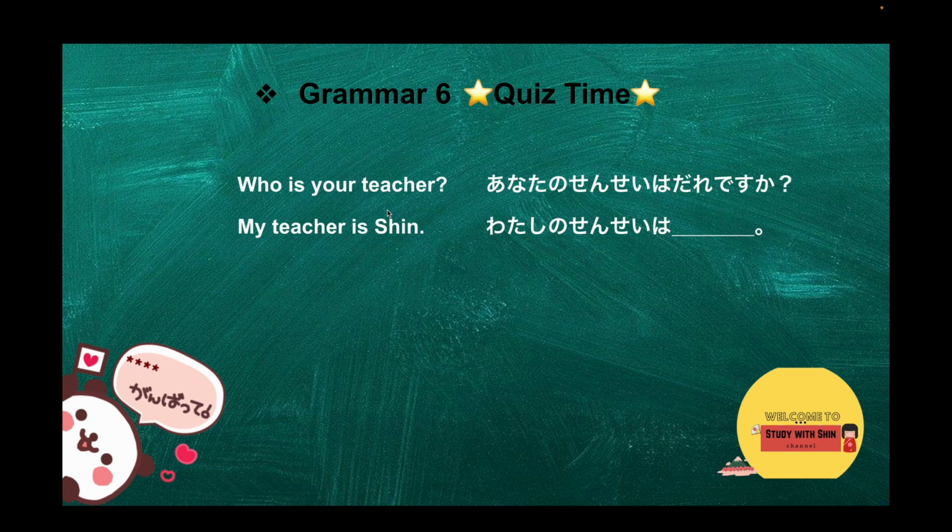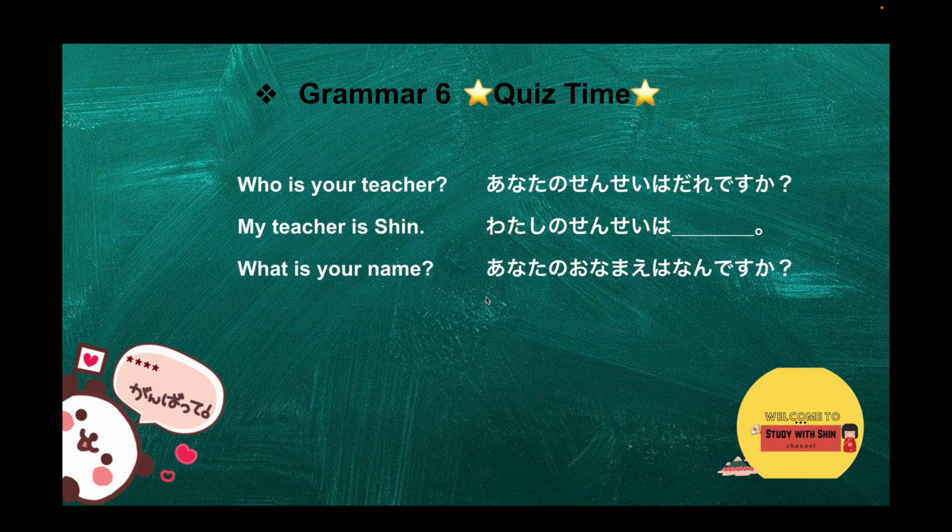Let's say, my teacher is Shin. 私の先生は and then how would you say that? I'll give you some time to think and try to write the answer in the comment section, okay?